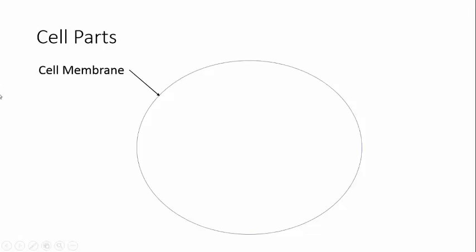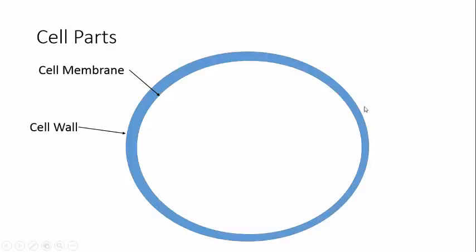Now, some cells have a wall outside of their cell membrane, and we call it the cell wall. It helps reinforce the cell and keep the inside stuff in and the outside stuff out. Think of the Great Wall of China. It was built in ancient China to keep the bad guys out and to protect what's on the inside. Not all cells have a cell wall. Your cells, human cells, animal cells, do not have a cell wall. This becomes important when we talk about antibiotics.